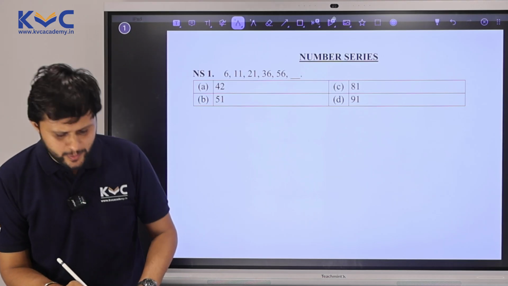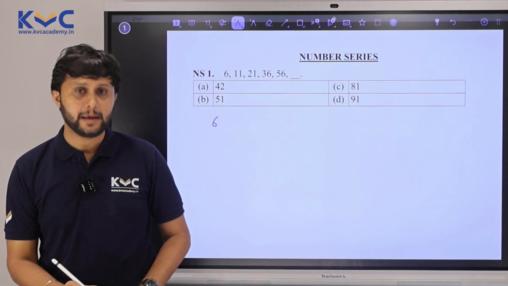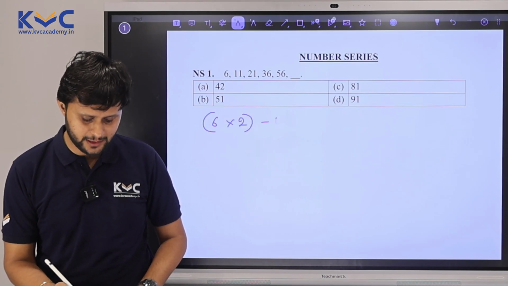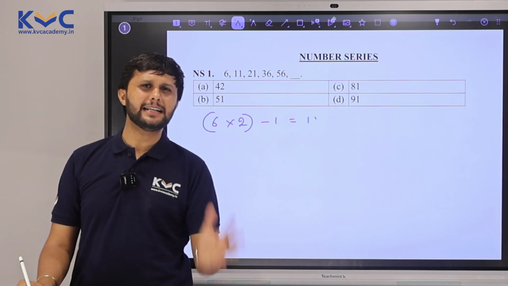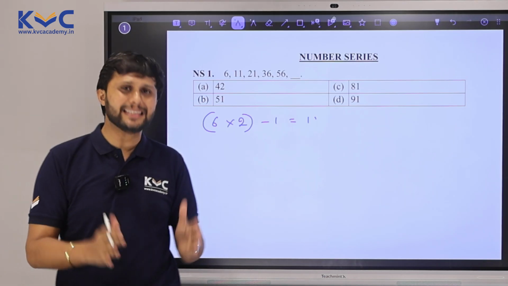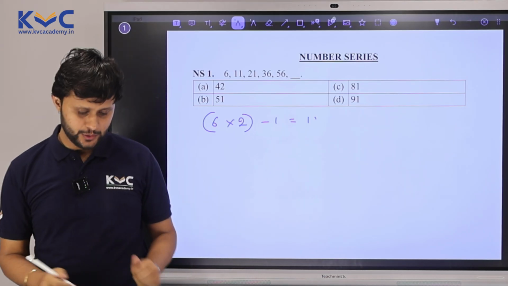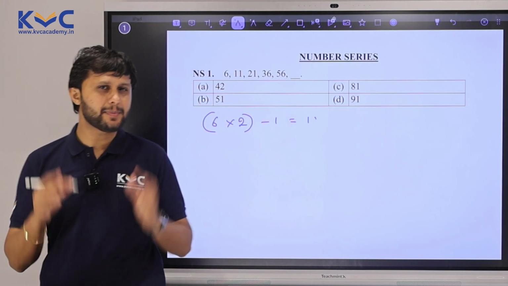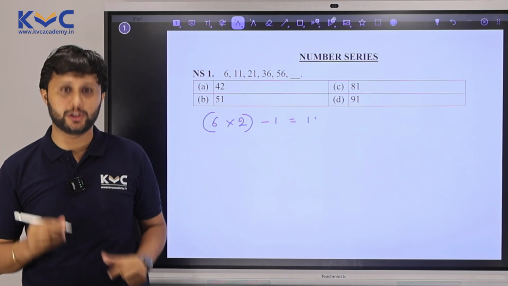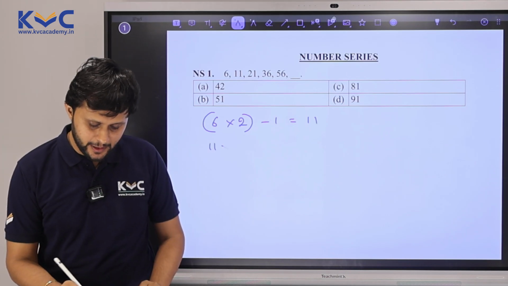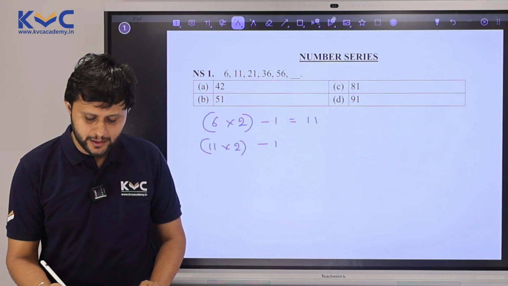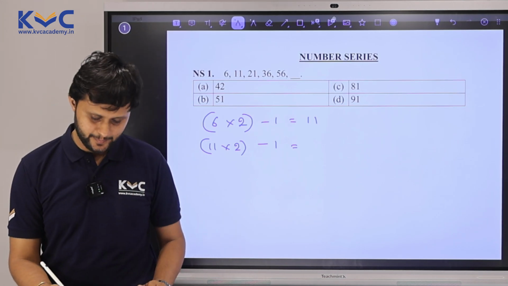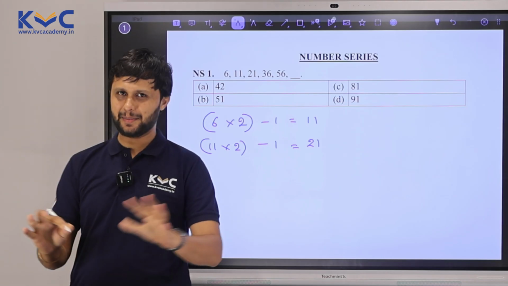Let me just check. So we have 6 as the first number. First number times 2, I get 12. Then if I do minus 1, I get 11. First I have to get some logic, and then I have to make sure the same logic continues. So if I take the next number, my answer should be 21 if I use the same logic. 11 times 2 is 22, 22 minus 1 is 21. Works. So I'm very happy I'm getting the answer.